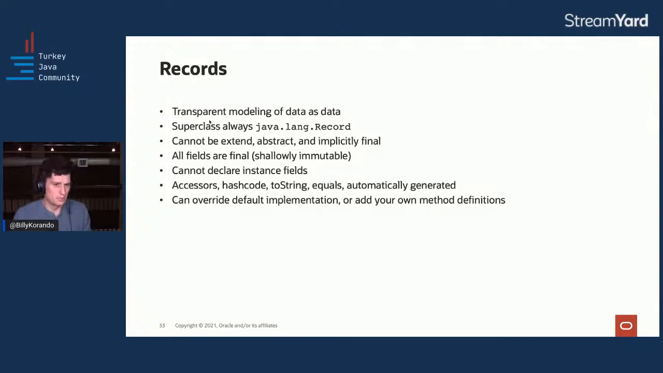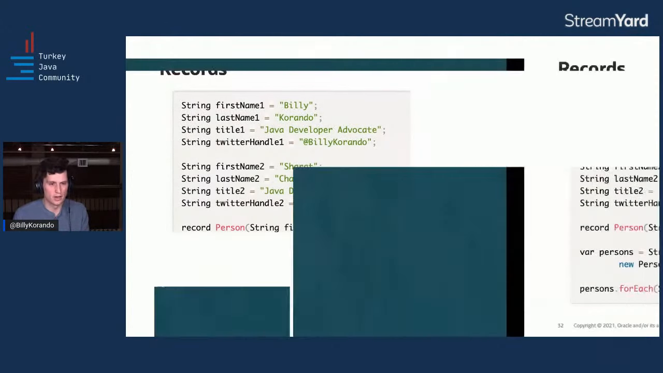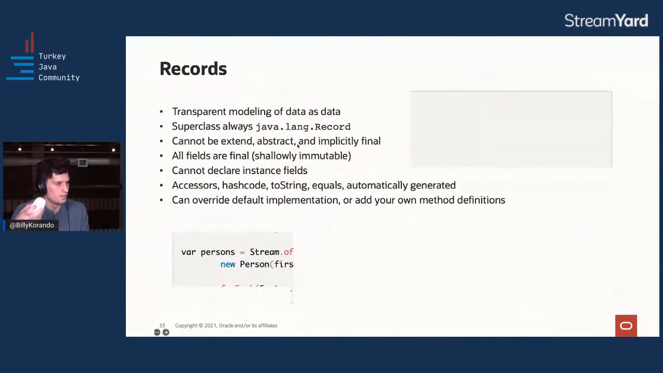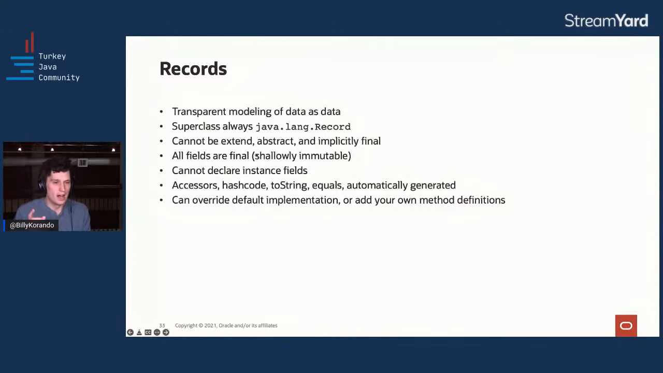So as I mentioned, transparent modeling of data. A record is always going to have the superclass of Java... Whoops. Sorry about that. These magic mice can be very annoying at times during presentations, where they can be very fidgety.